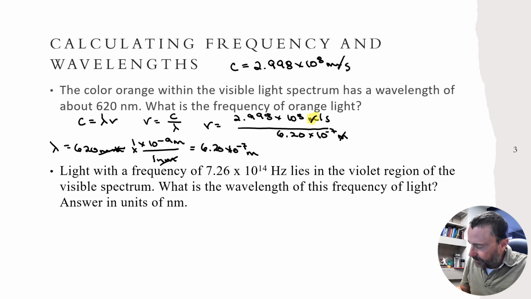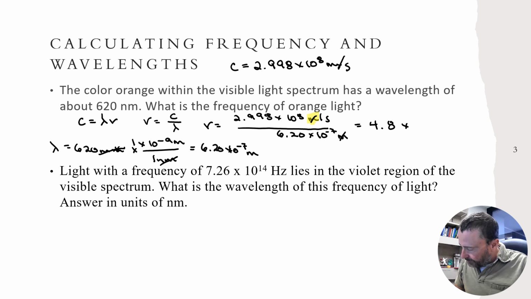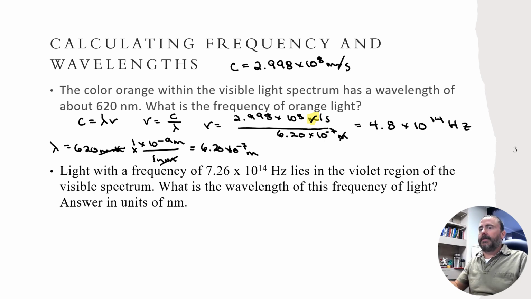All right. So now we're cooking. We can just do our speed of light divided by that value, and we're going to end up with 4.8 times 10 to the 14th hertz, right? Or 4.8 times 10 to the 14th seconds to the minus 1. Both of those are acceptable.